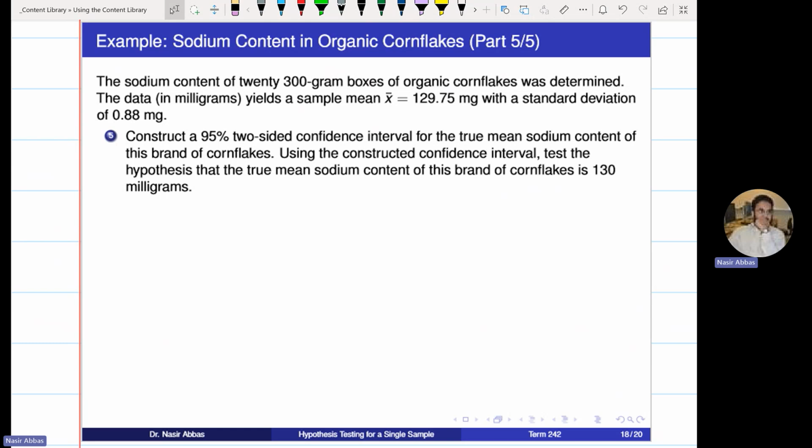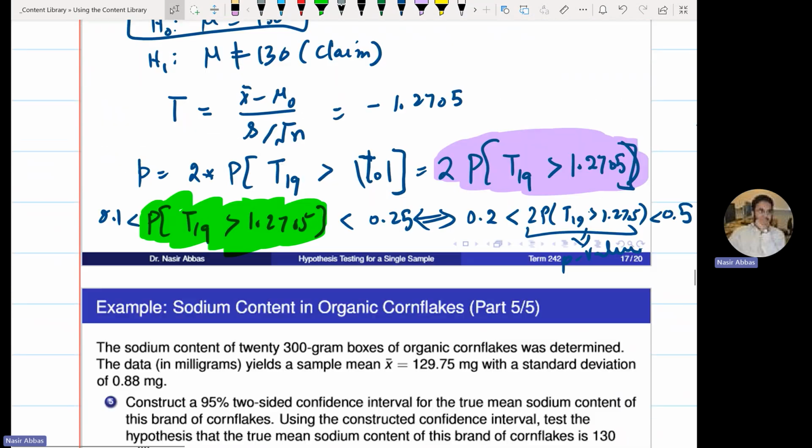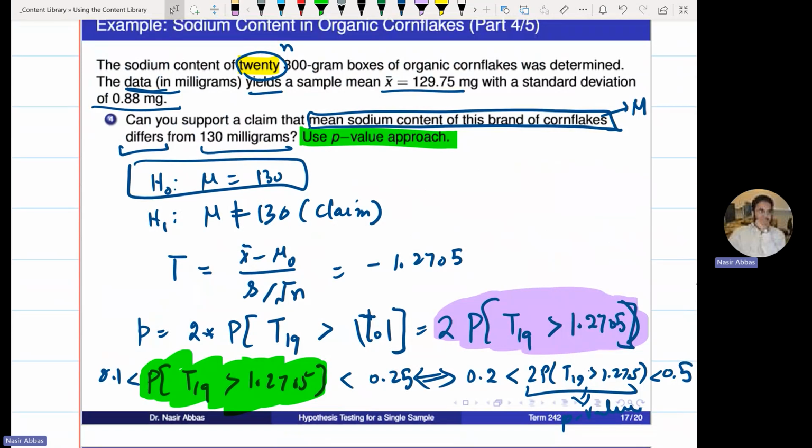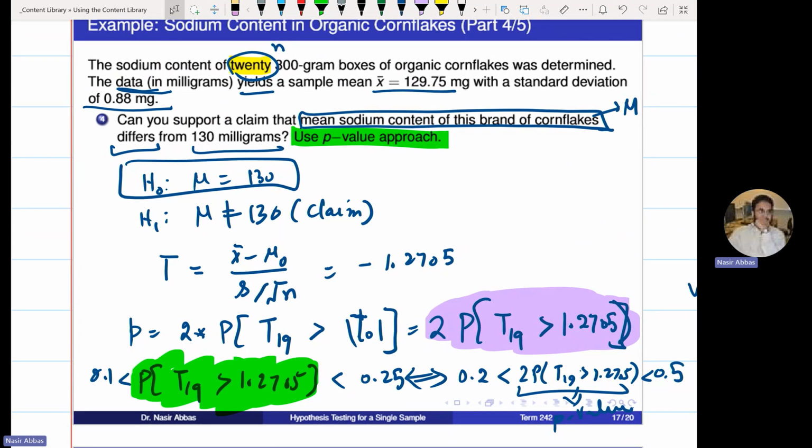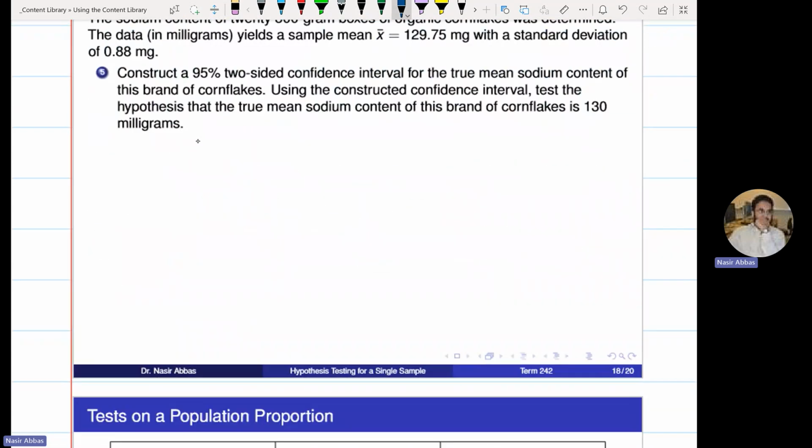Let's solve the last question. What does the last question say? Solve this same question, with two-sided H1, using the confidence interval approach now. You already took the confidence interval in chapter 8. Let us construct the confidence interval for this question and see if 130 is contained in the interval or not. The question is asking us to test that mu is equal to 130 against mu is not equal to 130.